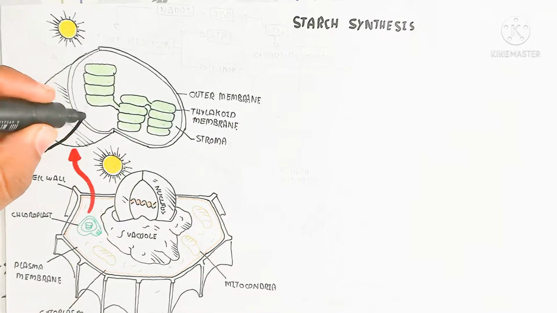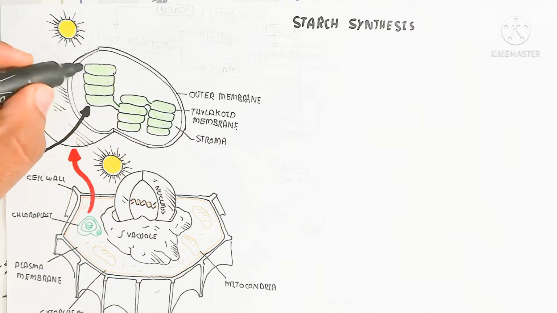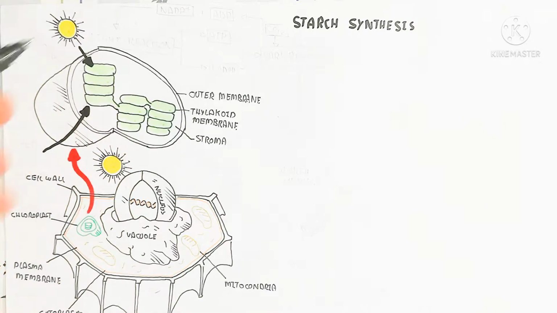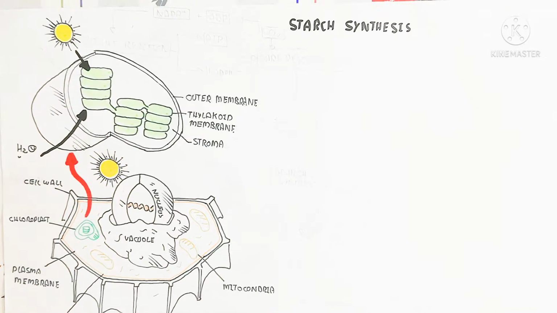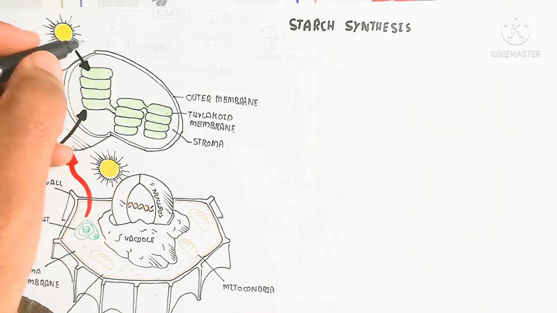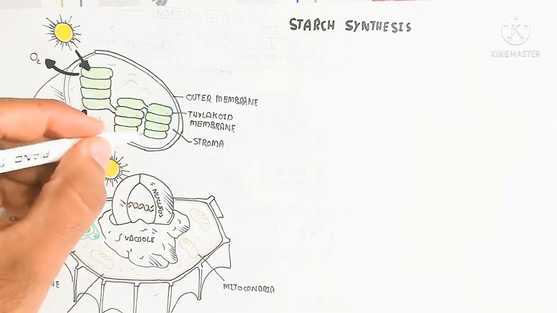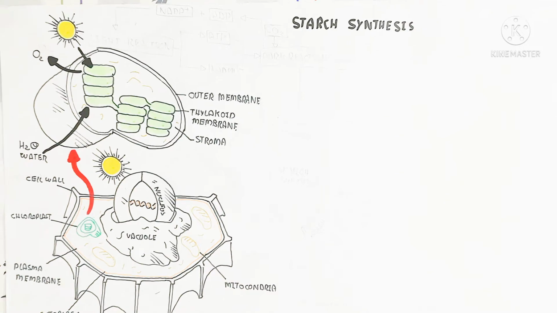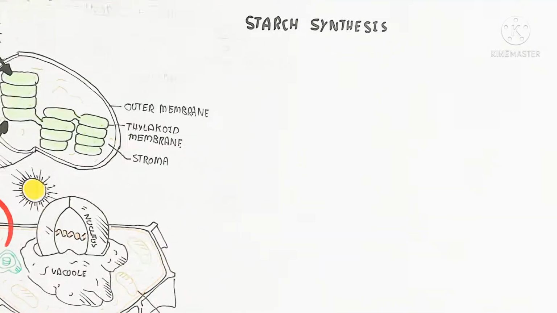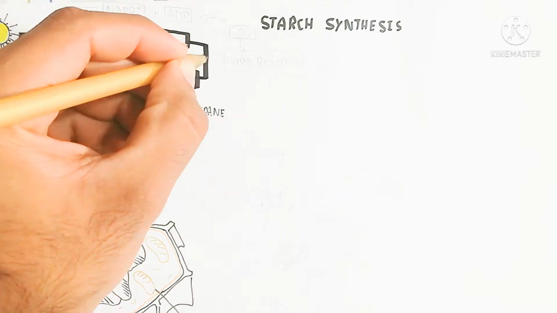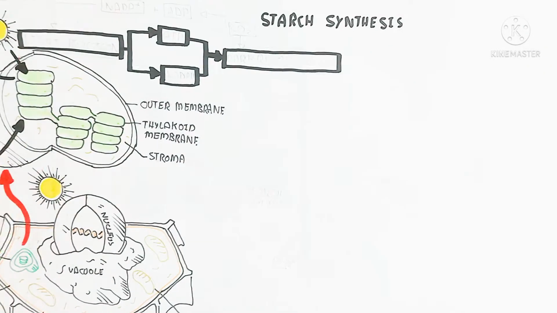Here is the outer membrane, and here is the inner thylakoid membrane, and inside is the stroma. When light falls on the thylakoid membrane, photosystem 2 to photosystem 1 transmit the electron via photolysis and hydrolysis of water. So the water will be hydrolyzed and oxygen will be produced as a byproduct.